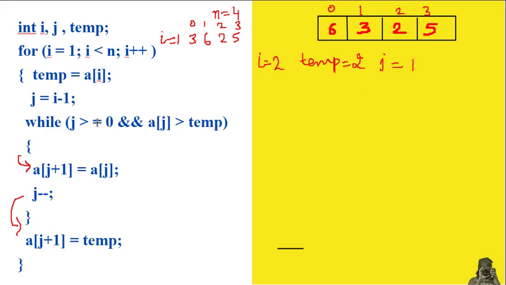Now we'll check the condition of the while loop to see if it is to be executed. j is greater than or equal to 0, so the first condition is true. For the second condition, a of j, which is a of 1, if this is greater than temp: at a of 1 we have 6, and 6 is greater than 2. So now both conditions are true, and we need to execute the body. The first swapping will be done.